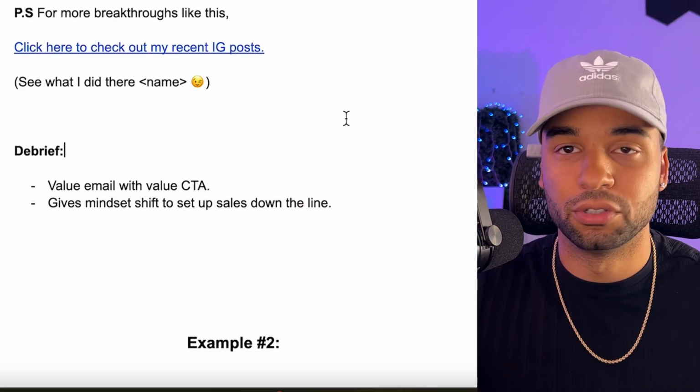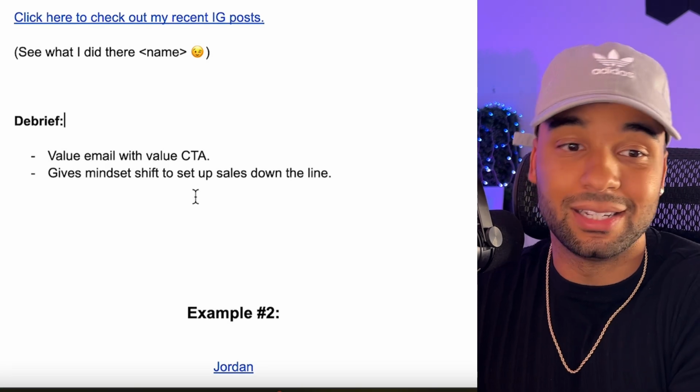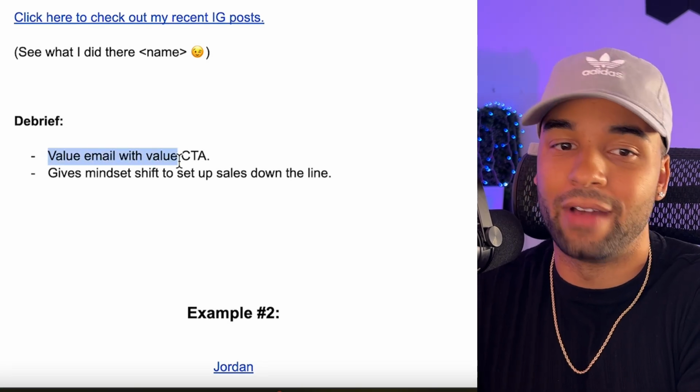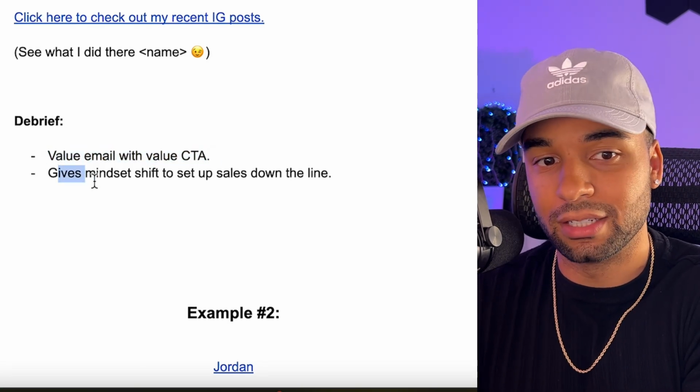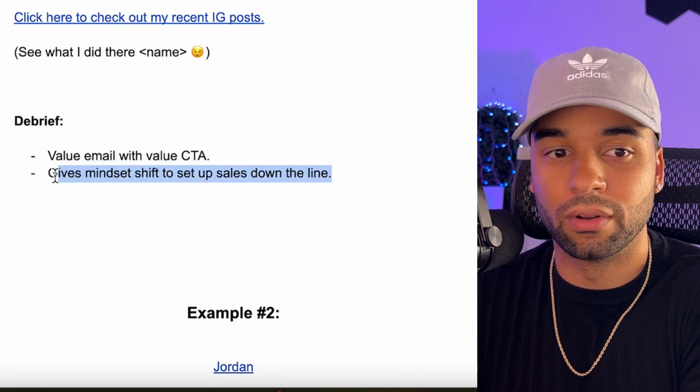You're going to get more opportunities to make your clients more money. So debrief. This is essentially a value email with a value CTA. It gives a mindset shift to set up sales down the line. Okay, that's the main goal here. So maybe down the line, we give them something like, here's breakthrough posts that you can use to grow your brand and make more money.